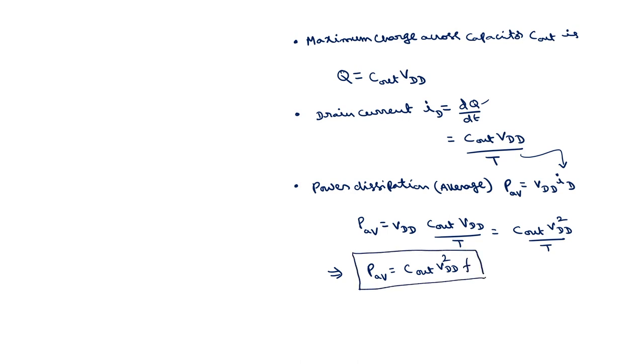This is one of the important expressions for the dynamic power dissipation of CMOS inverter. You can see that average power is directly proportional to the frequency. If frequency is more, power is more. If frequency is less, power is less. For high speed circuits, the frequency will be more. So the conclusion here is, high speed circuits consume more power.